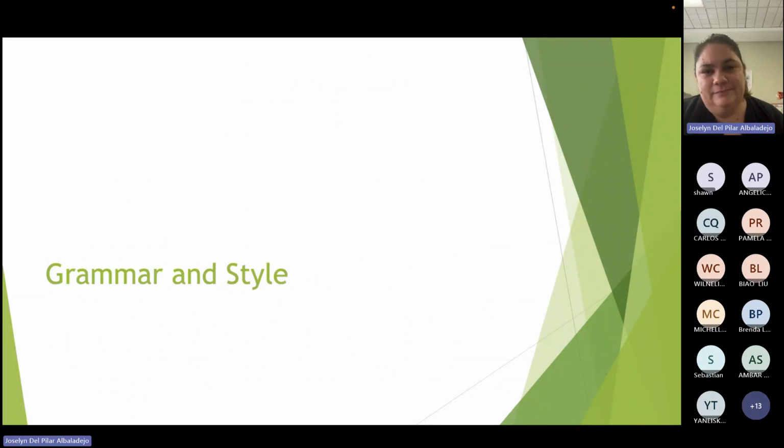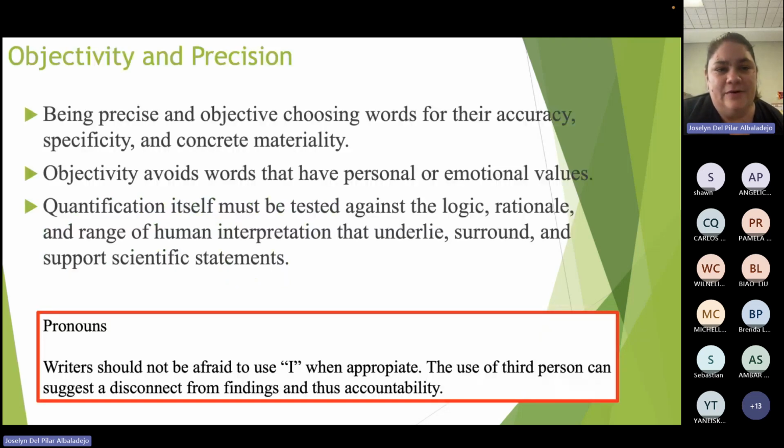How do you write it? That goes into grammar and style, right? You have to be precise. You have to be very objective, right? You have to avoid personal and emotional feelings.